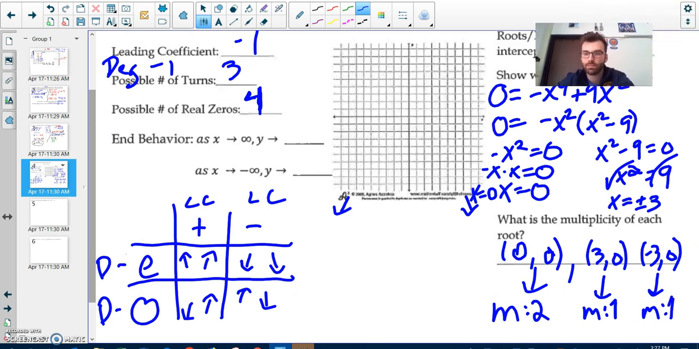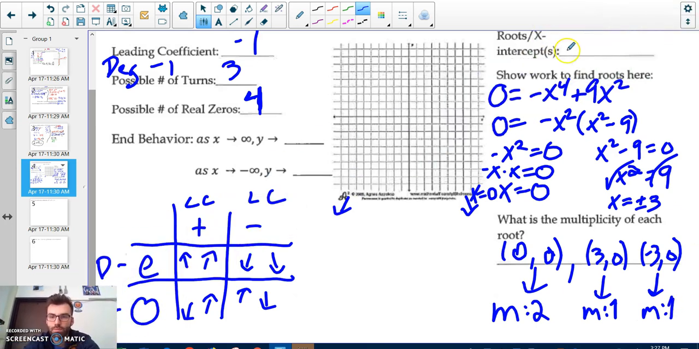Then I realized I didn't write them up here. I'll write them up here as well: 0, 0, 3, 0, negative 3, 0. Okay, so I'm going to go to my graph and plot my roots, my x-intercepts.